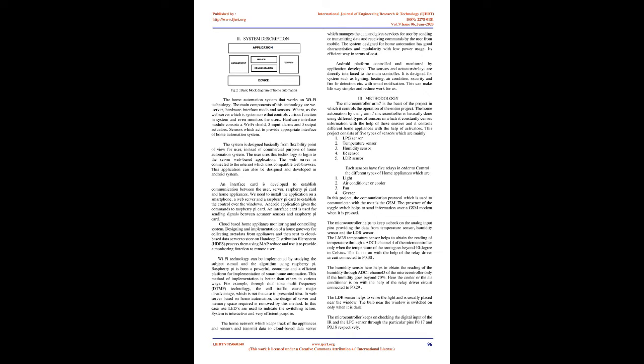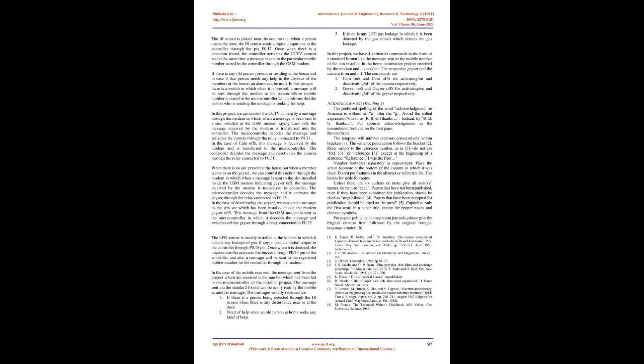The home network keeps track of the appliances and sensors and transmits data to the cloud-based data server, which manages the data and gives services to the user by sending data and receiving commands from the user's mobile. The system designed for home automation has good characteristics and modularity with low power usage. It's an efficient way in terms of cost. It is an Android platform controlled and monitored by the developed application.